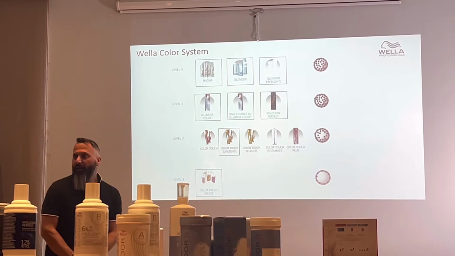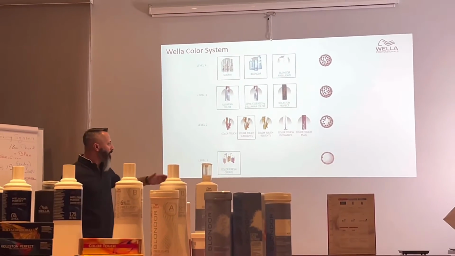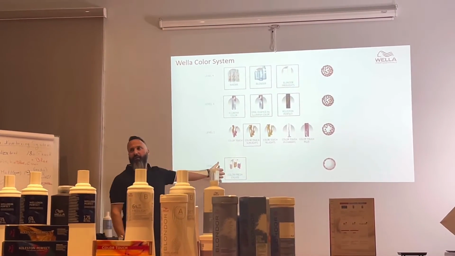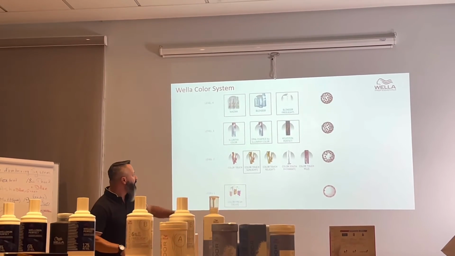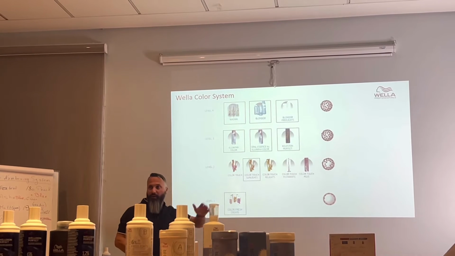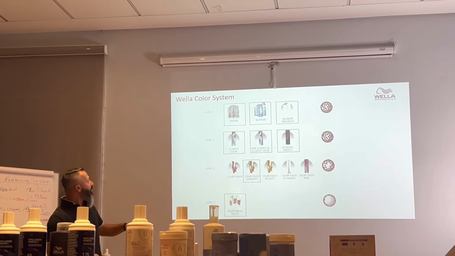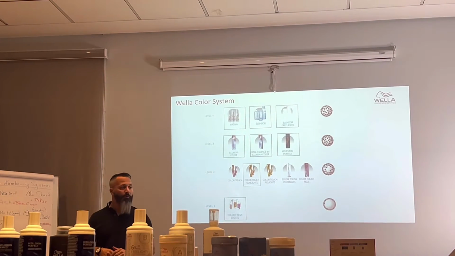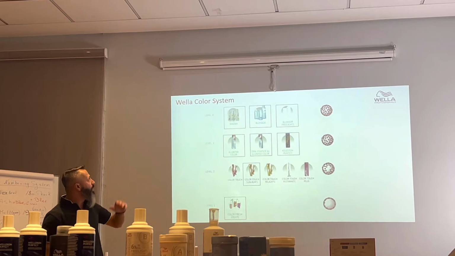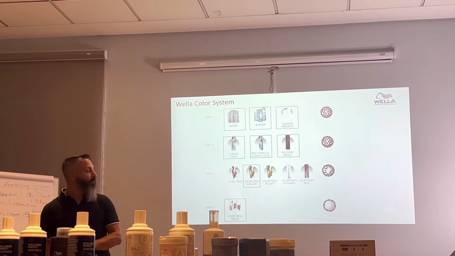Okay. In our color portfolio, we have different levels. We have the Color Fresh Create. Okay, it's crazy color, as Hisham said. We have level 2, the Color Touch. Color Touch is ammonia free, then permanent. Level 3, we have the permanent color. And level 4, we have the powder for highlighting and bleaching hair.